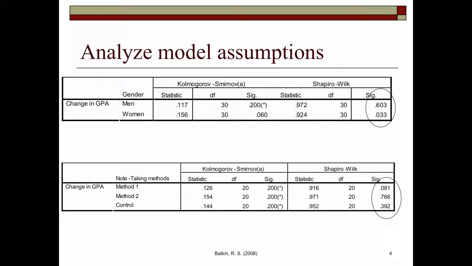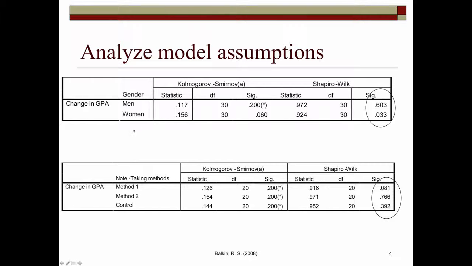So in this particular example, we're going to look at the change in grade point average between males and females based on note-taking method. And so we have 2 different types of note-taking methods and a control group, and a variable for males and females, and then we're going to look at the change in grade point average. And notice on my Shapiro-Wilks statistics, we have 30 males and 30 females, and that translates to 20 in note-taking method 1, 20 in note-taking method 2, and 20 in the control group.